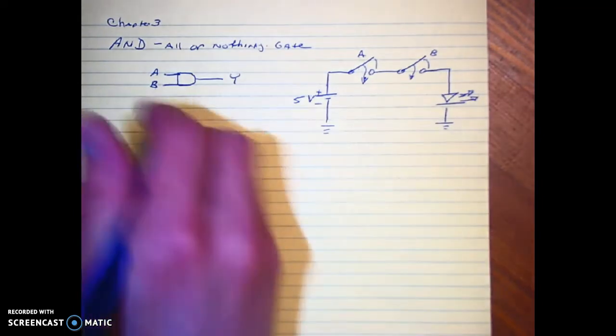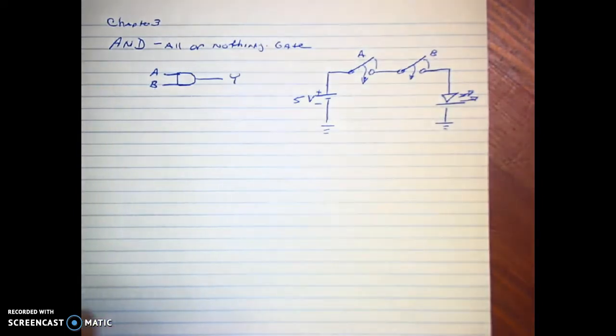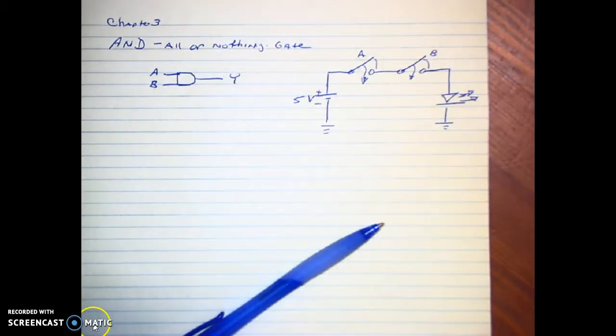So let's draw a truth table. A truth table basically gives us an idea of what's going on in the logic gate itself.